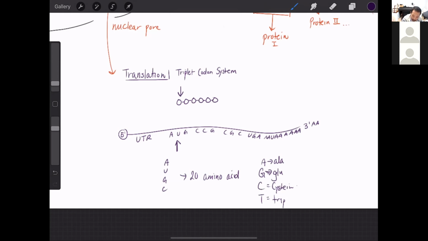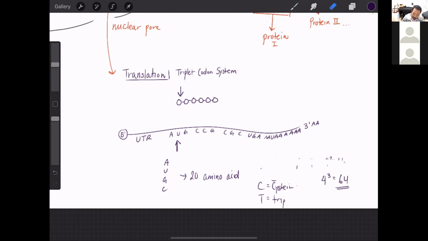So this 4 to the power of 1 system doesn't work. 4 to the power of 2 system doesn't work. 4 to the power of 3 system, now it works. So we have those 64 codons, right? So hopefully you guys remember, not what the codons are going to be, but why that codon system is in existence.